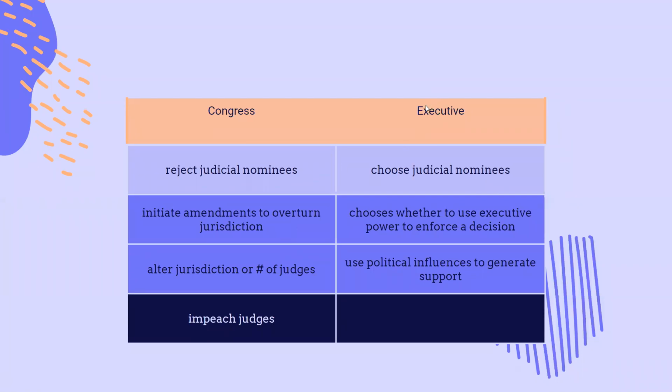So the executive branch can choose judicial nominees, like I said here, and they can choose whether to use executive power to enforce a decision. So once a decision is made, the president can actually just not do anything about it and just let it sit there. So it actually wouldn't be made into policy right away.